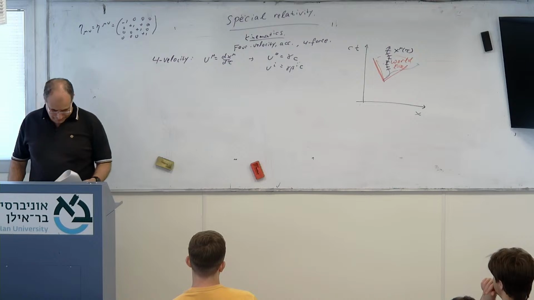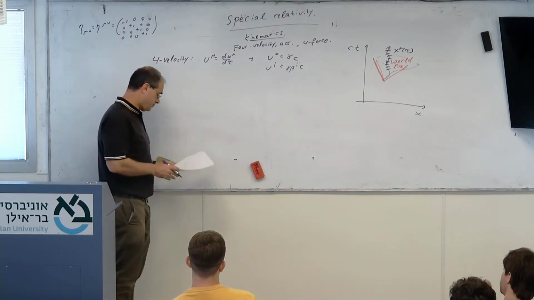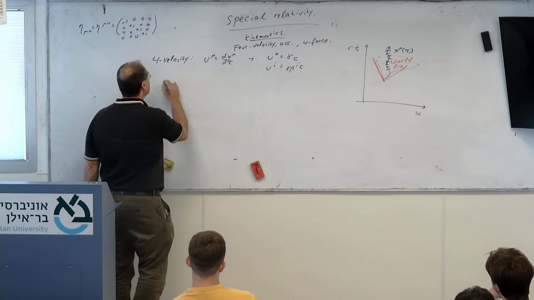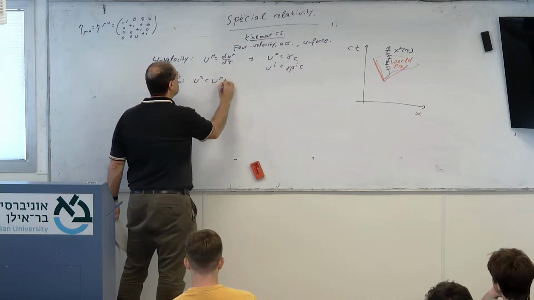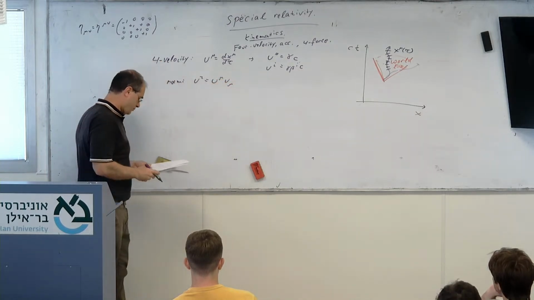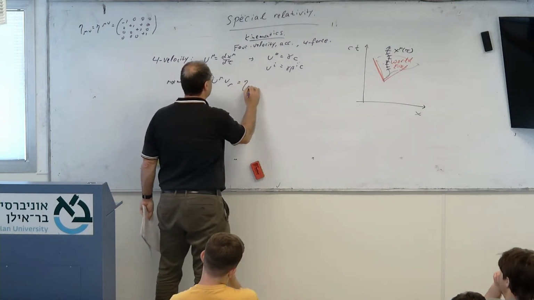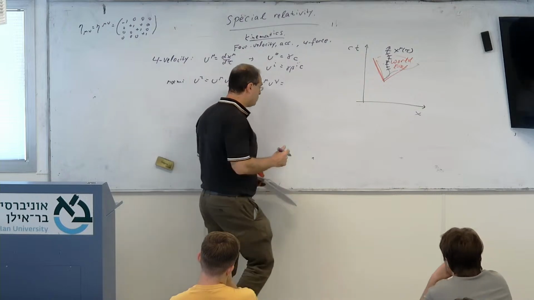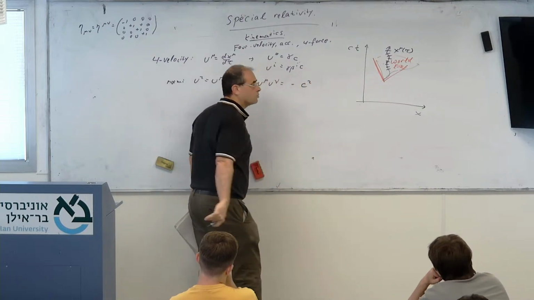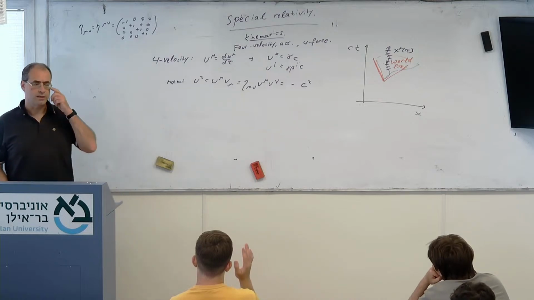What is the norm of the 4-velocity? Minus 1. So u squared is u mu u nu eta mu nu, and we showed this is equal to minus c squared. So the 4-velocity always has constant norm.